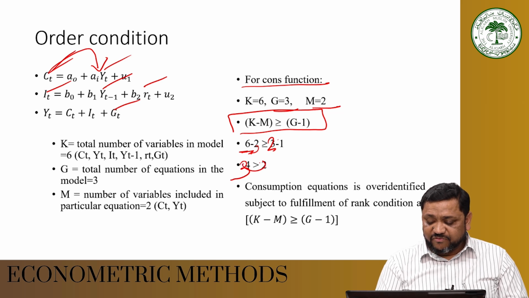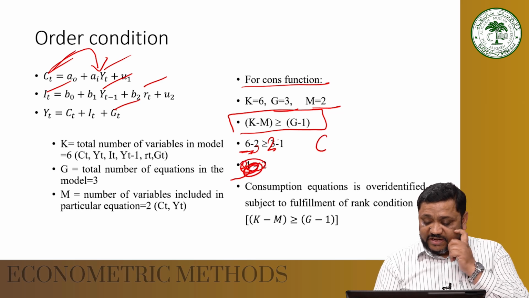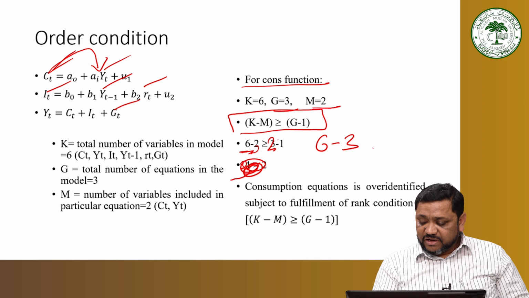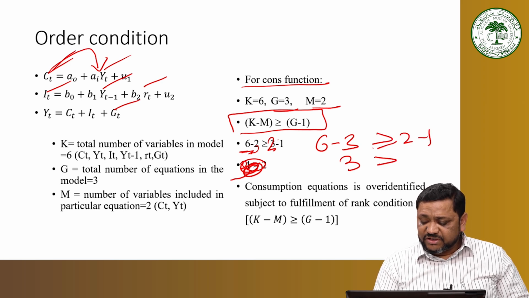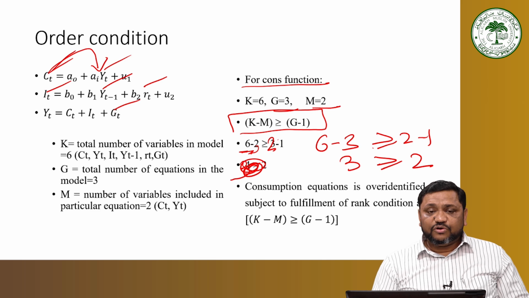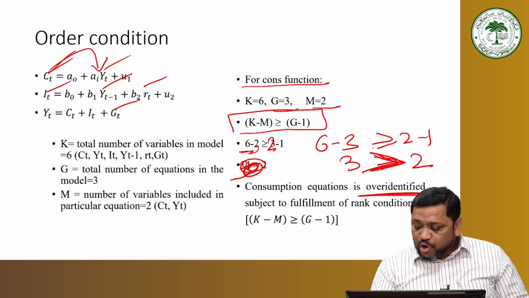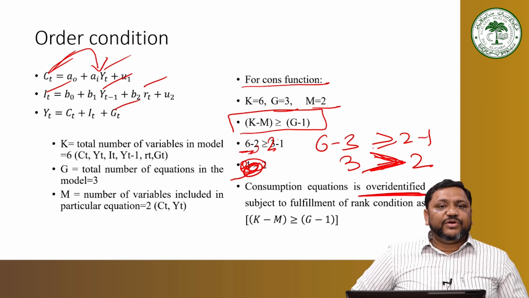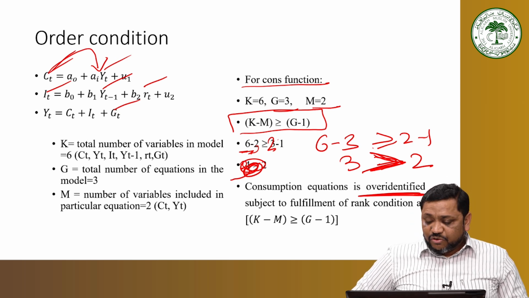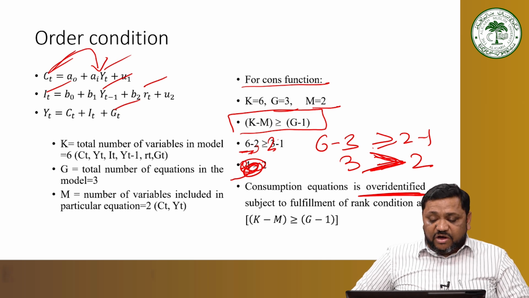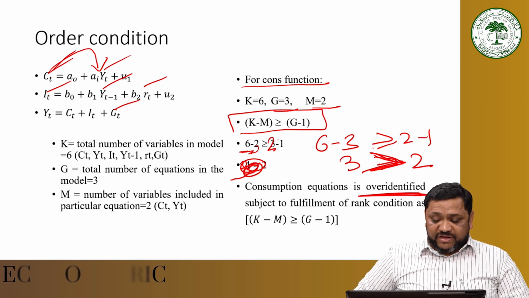minus 1, that is equal to, we can write it as 6 minus 3, and it is greater than or equal to 2 minus 1, that is, 3 is greater than 2. So since the greater than sign holds, we can say this is an over identified equation. If the greater than sign holds, it is a case of over identification.